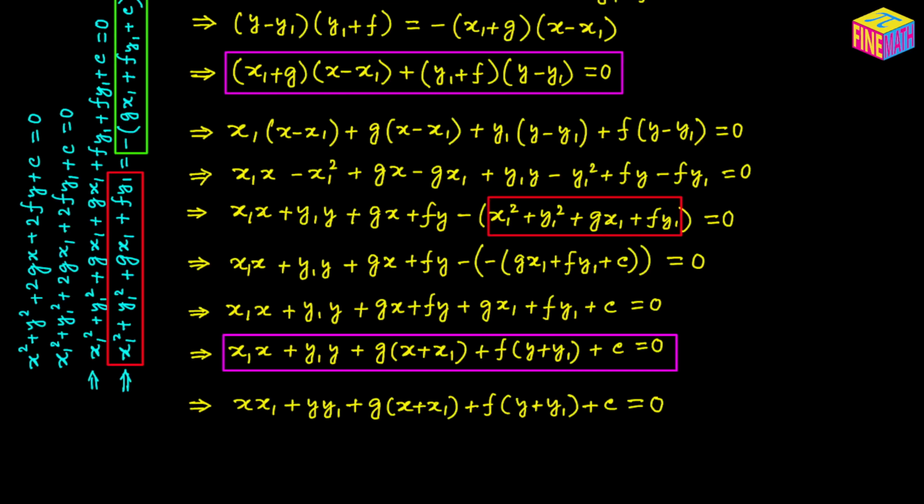We could also write it like this. We can say xx₁ + yy₁ + g(x + x₁) + f(y + y₁) + c = 0. So whichever is easier for you to remember, you can go with that.